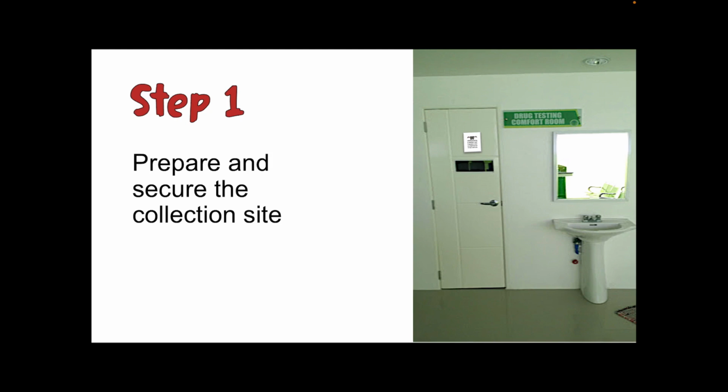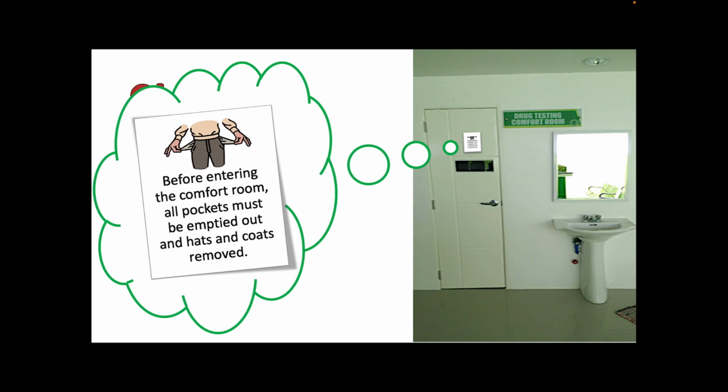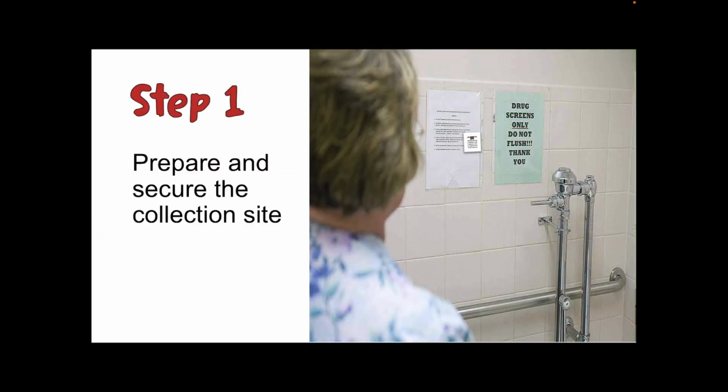So after the donor's identity has been verified and the basic collection procedure has been discussed with the donor, the collection site must be prepared. So prepare and secure the collection site. And if there are any reasonable or appropriate questions about the procedure, it must be thoroughly explained to the donor. A signage can also be posted as instructions to the donor, such as emptying the pockets before entering the toilet, or avoiding the use of water inside the toilet.